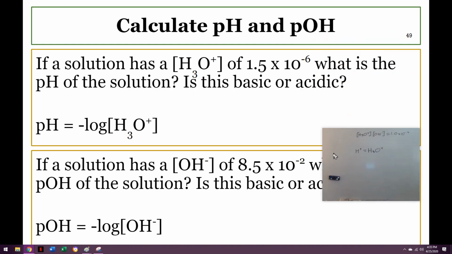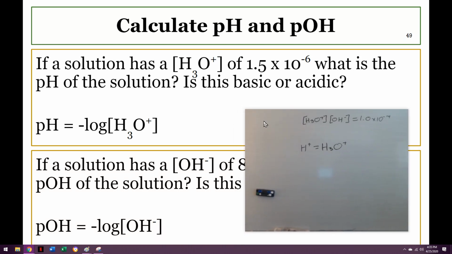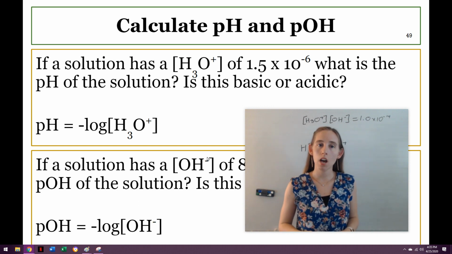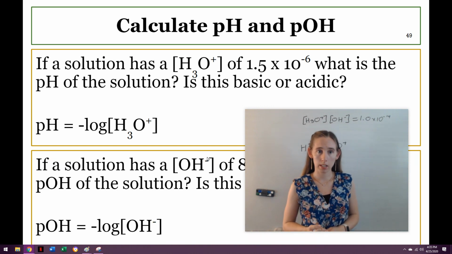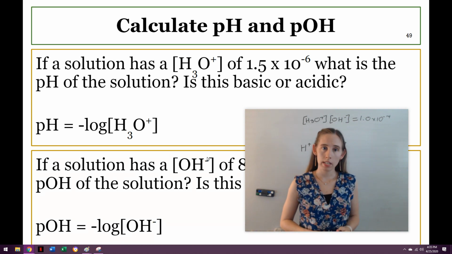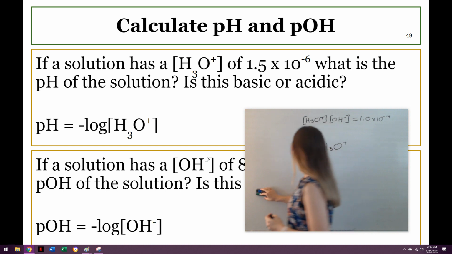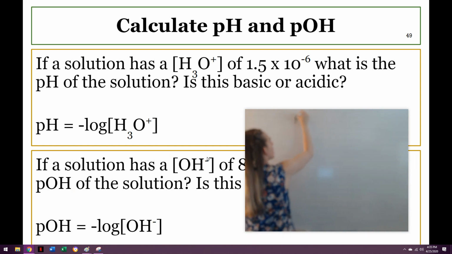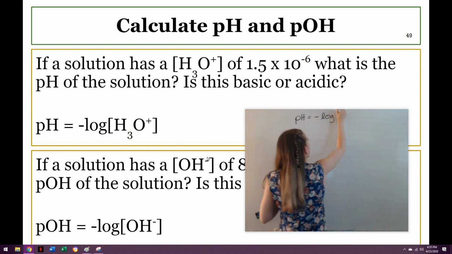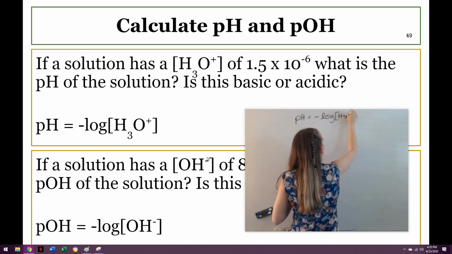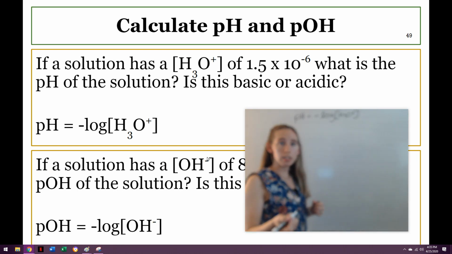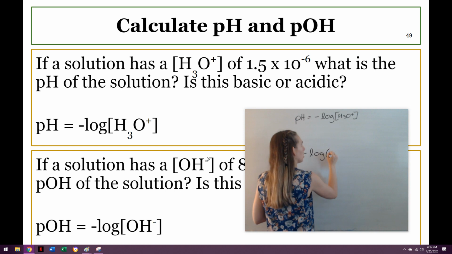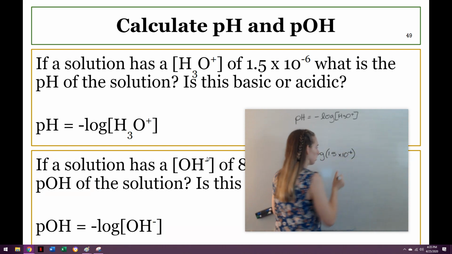All right, so let's do a couple of examples. I will make this larger so we can see my work here. For the first one, if a solution has a hydrogen ion concentration of 1.5 times 10 to the negative 6, what is the pH of the solution, and is this solution basic or acidic? So let's go ahead and write out our equation like I put on the slide there. pH is equal to negative log of H3O. It's telling us that H3O is 1.5 times 10 to the negative 6. So to find the pH of that, we would take the negative log of 1.5 times 10 to the negative 6. Close your parentheses and press enter.